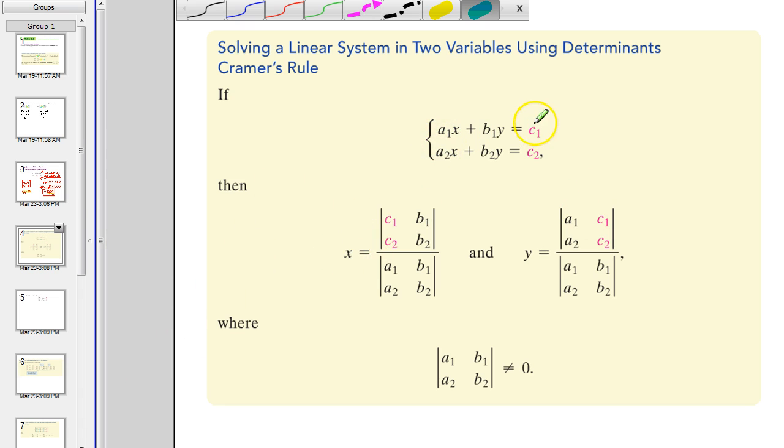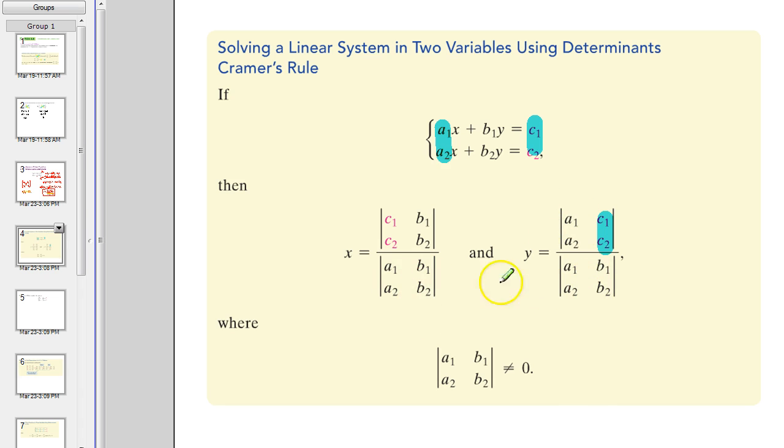And then the last is when you're solving for y. So again, you're going to use the constants, but you're going to replace, instead of the x's this time, the y's. So a1 and a2 are there from the original matrix, like these denominators, but you're going to put the constants in the place where the y's were.